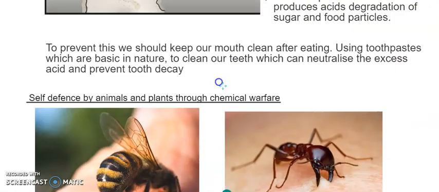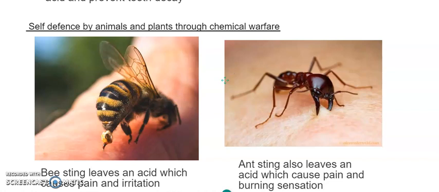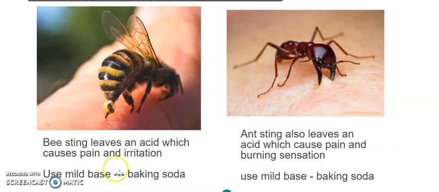Clear? The next one, self-defense by animals and plants. In a lifetime, you would have come across a honeybee stinging you or an ant biting you. And after you remove the bee sting or the bite, you always feel a burning sensation, the irritation and a burning sensation. Why? Because the solution which is left behind by the ant sting or the bee sting is nothing but an acid. Okay, so this bee sting acid which is left behind makes the skin burn, with pain and irritation. And how to solve this, to neutralize it, is by using baking soda, because the acid which is released is methanoic acid.